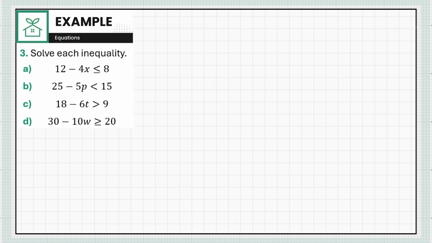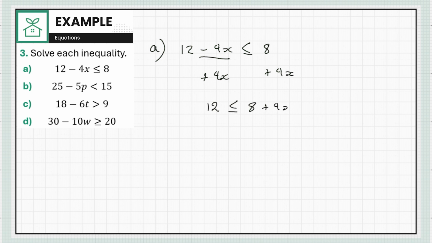So the first way we can do this, we can do 12 minus 4x is less than or equal to 8. Now I can move this across to the other side by adding 4x to both sides. I'm left with 12 is less than or equal to 8 plus 4x. I get rid of that 8 by taking away 8 from both sides, and I'm left with 4 is less than or equal to 4x.